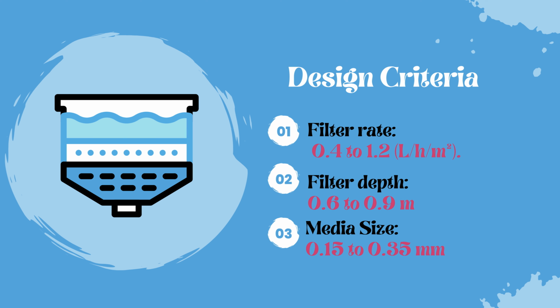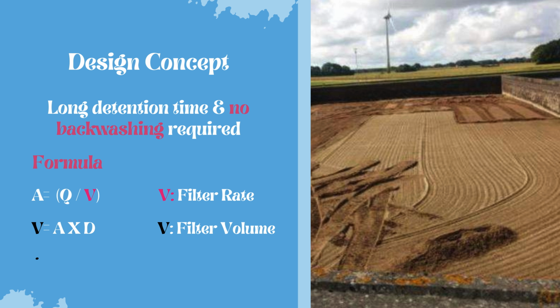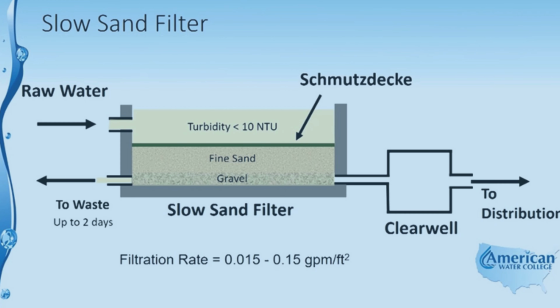Filter rate is just between 0.4 to 1.2, filter depth between 0.6 to 0.9, and medium size is finer, 0.15 to 0.35 millimeters. Slow sand filtration requires a longer detention time and doesn't need backwashing. A similar design formula is required, the same as rapid sand filtration, just the numbers will be changed. So from this picture, imagine the slow sand filtration. It is clear, I guess.